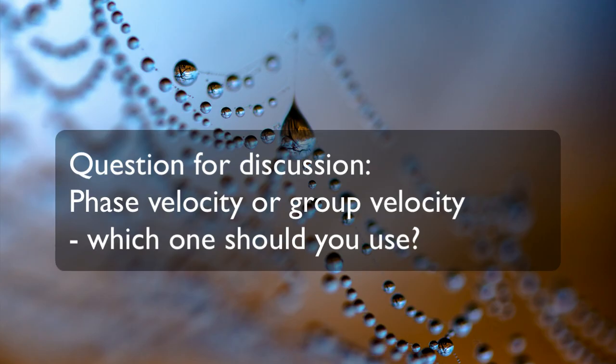Now if you're calculating how fast a wave moves from one place to another, which one should you use, phase velocity or group velocity? They're both speeds, they both represent the speed at which some part of the wave is moving, but which one do you use under which circumstances? Have a think about this question, and we'll come back to it and discuss it in a workshop.